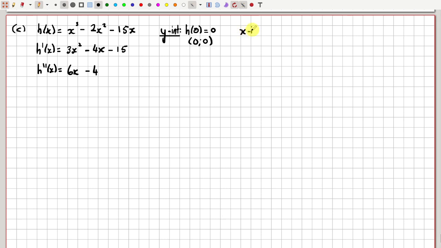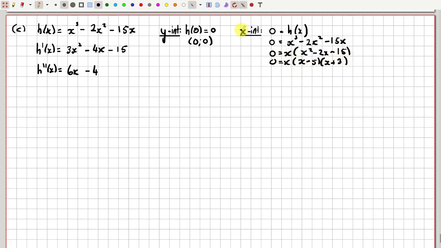Next up with our x-intercept, what we do is we make h equal to 0. And then you'll see we get this. And this is similar to question A that we've already marked. We'll take out x as a common factor. We're left with x squared minus 2x minus 15. We factorize the following: x minus 5, x plus 3, and we get our 3 x-intercepts. So our 3 intercepts would be x equal to 0, x equal to 5, or x equal to negative 3.